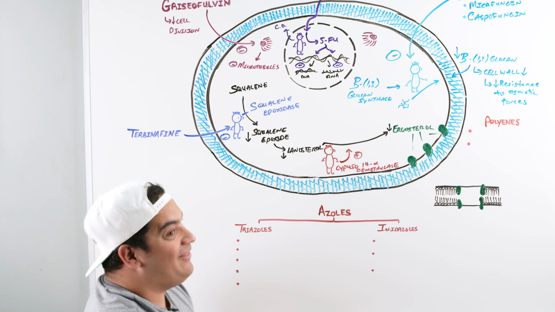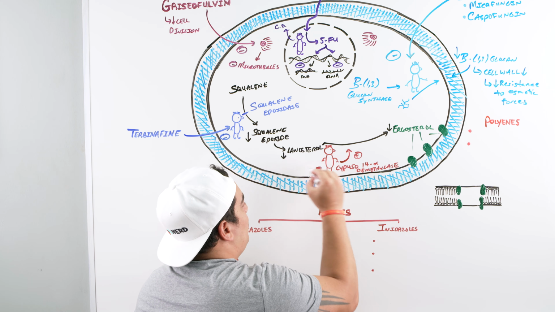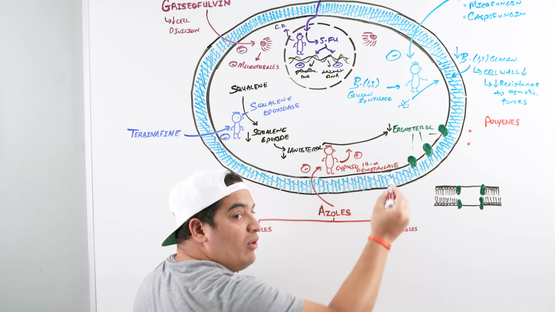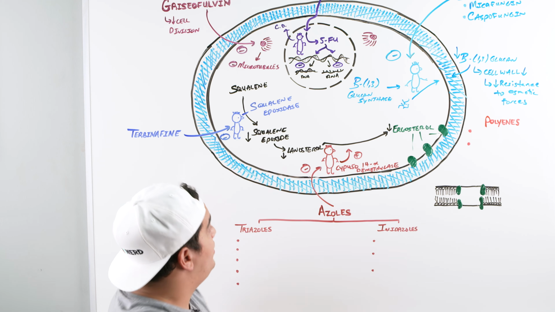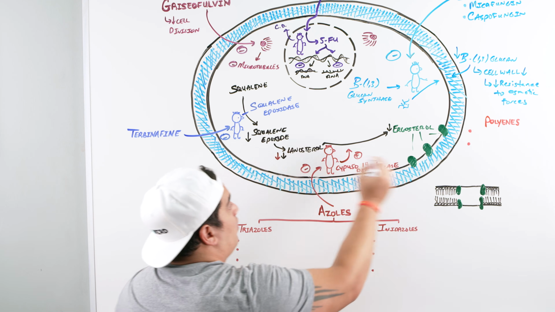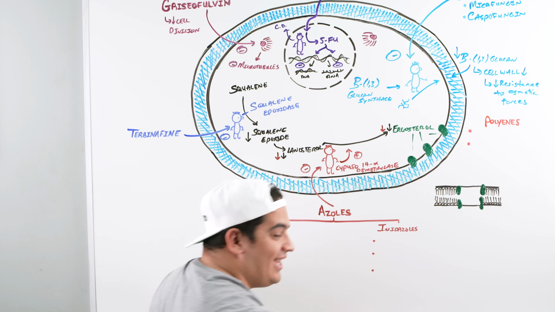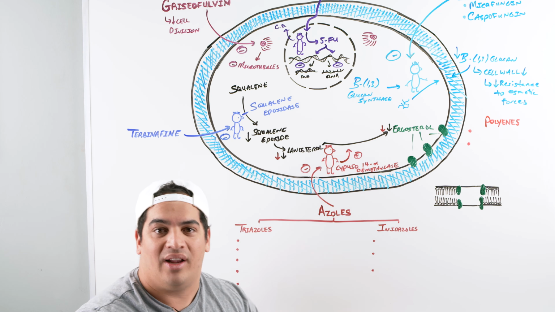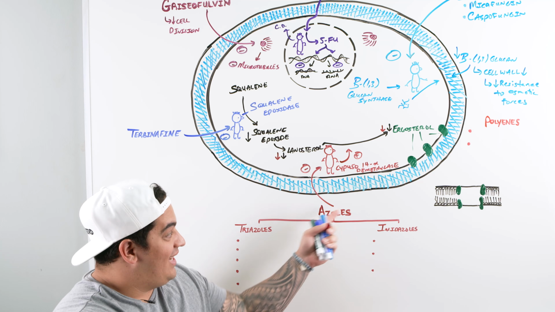So if I give a particular set of drugs called azoles, the azoles will inhibit the CYP450 14 alpha demethylase, which is basically going to reduce the conversion of lanosterol into ergosterol. If there's less ergosterol, there's less stabilization of the cell membrane and more likely for the cell to be able to die. That is the process of these two drugs.